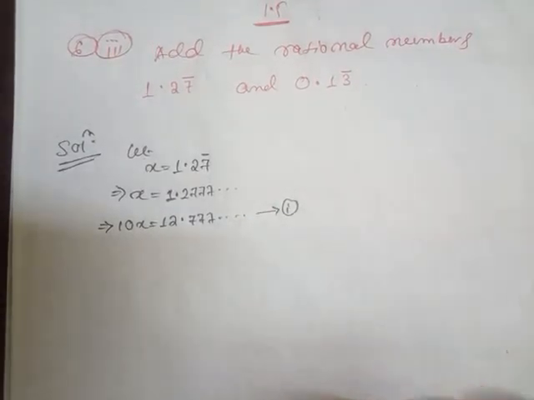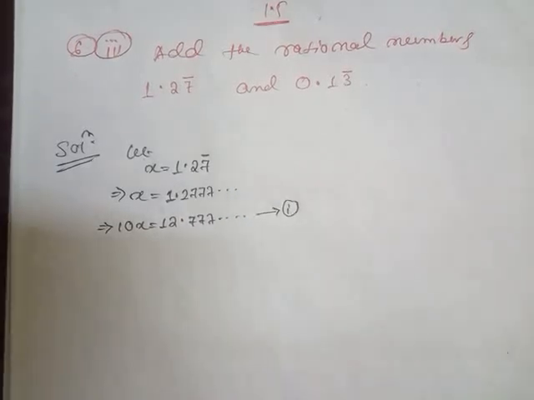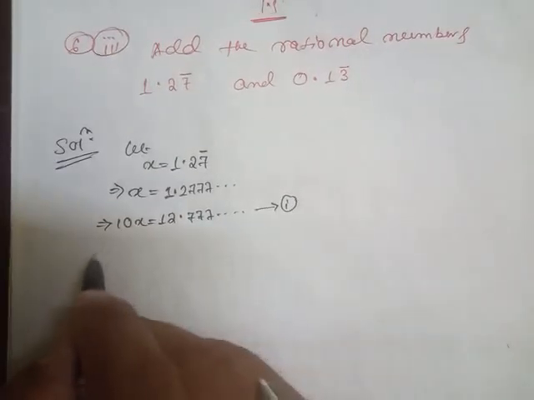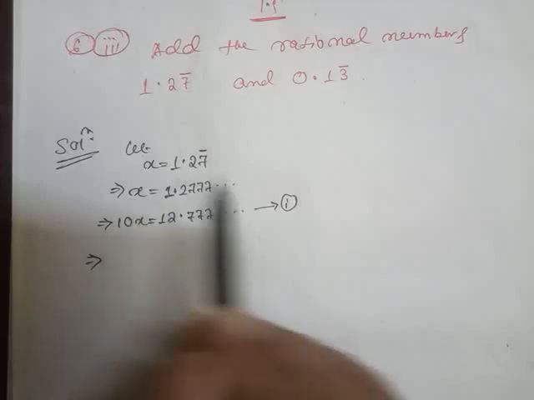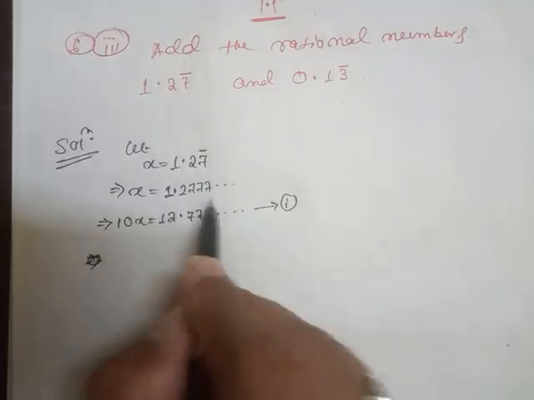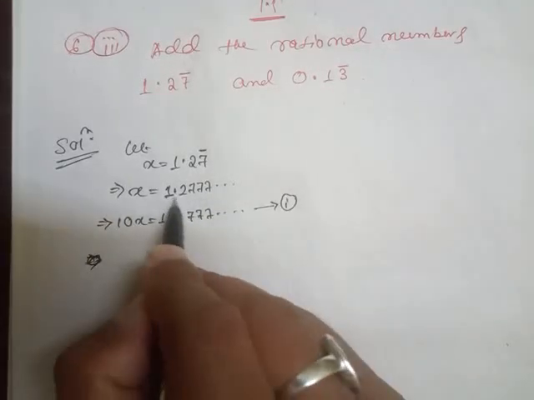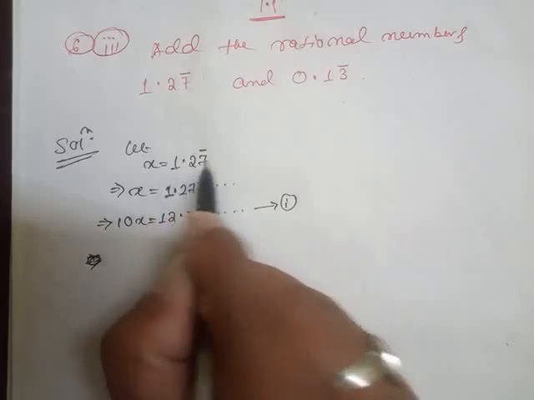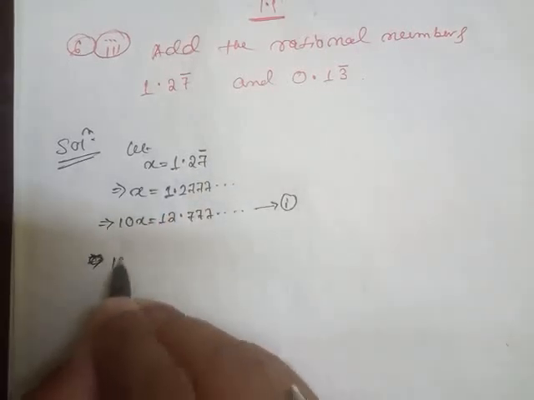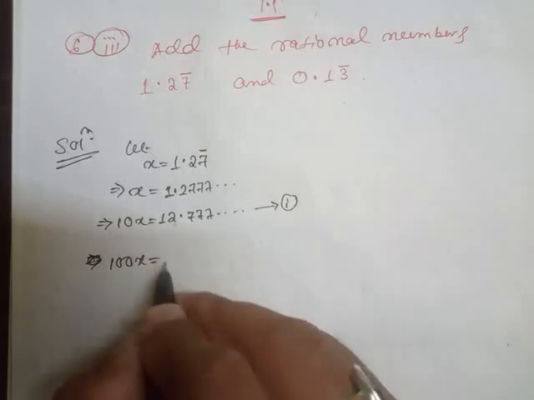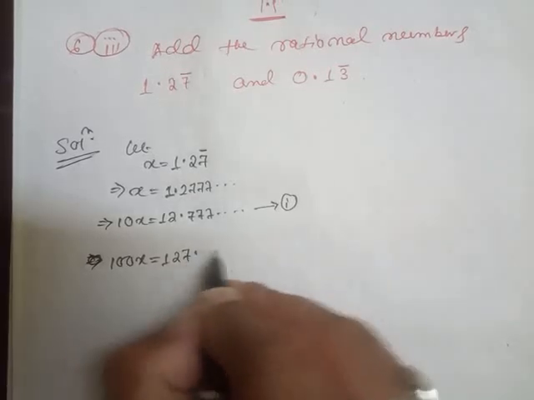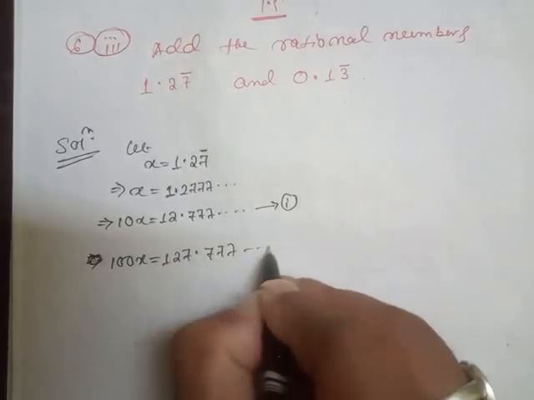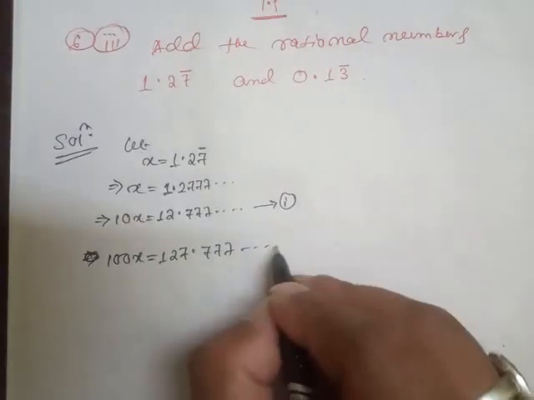Now if I go for the multiplication of x with 100, then 100x equals 127.777. So this is our equation number 2.